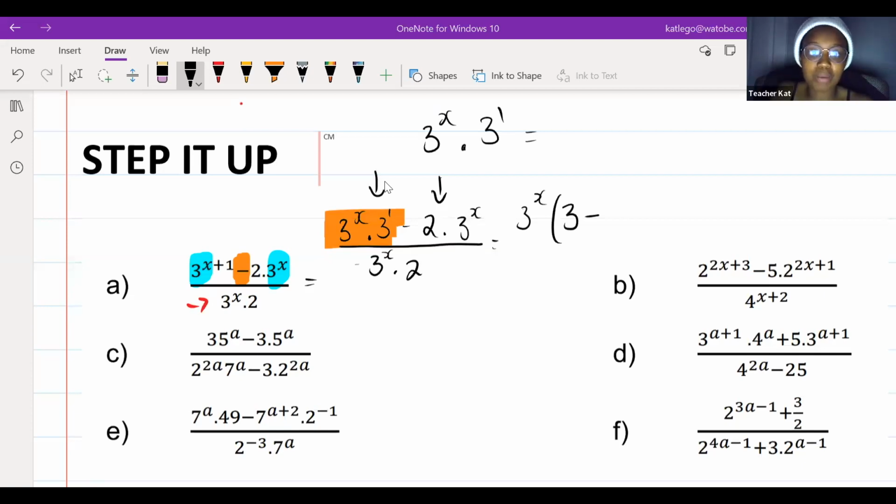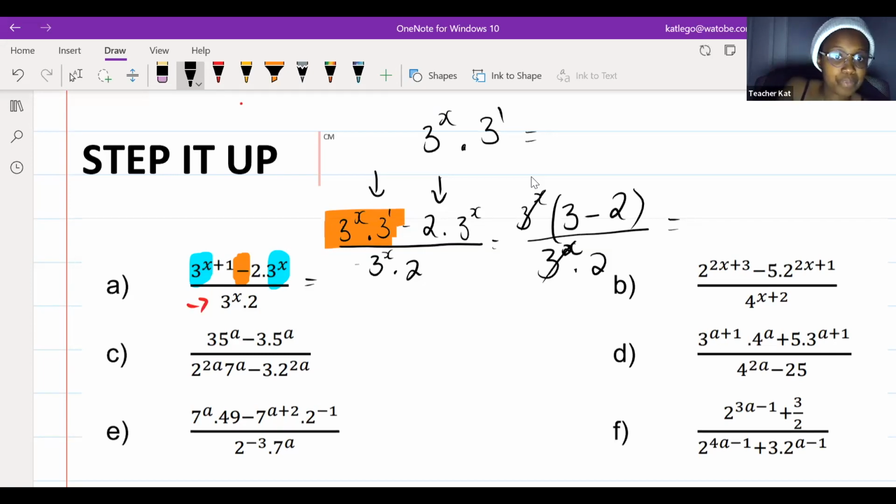Guys, ask questions. Come on. If you have a question, ask. Okay, so here what's left is a 2, and this is all over 3 to the power of x times 2. I said x, but I wrote 2. Now you can cancel out, guys. 3 to the power of x can cancel with 3 to the power of x. And then what's 3 minus 2? What's left in the numerator? It's 1. We're going to have a 1 over what's left in my denominator, which is 2. And that would be your final answer.